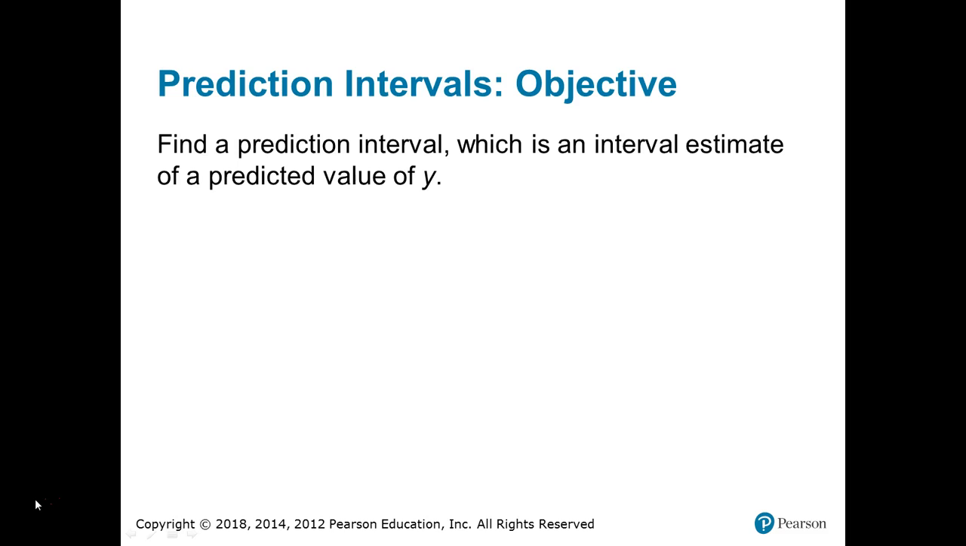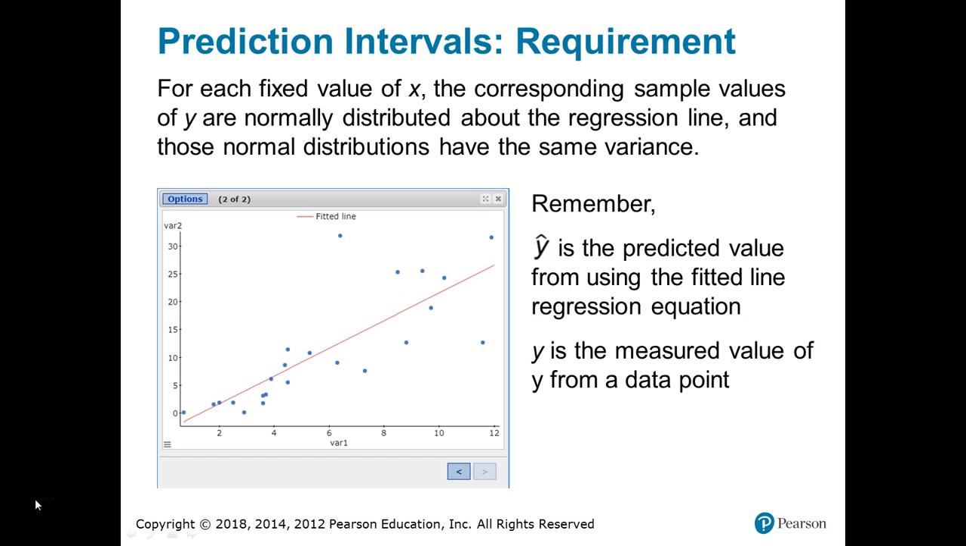So our objective is to find that interval with a lower limit and an upper limit saying, okay, I'm 90% sure that the actual value of y will fall between this lower limit and this upper limit given an x value. So for each fixed value of x, that's what we're estimating. Think back to the last section where I said, what if we had 10 kilograms of chocolate that was consumed? What would be the expected y value?